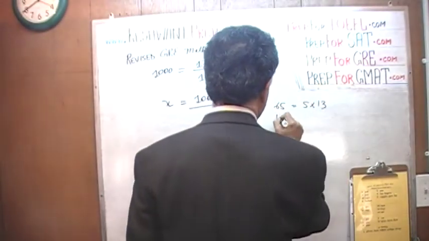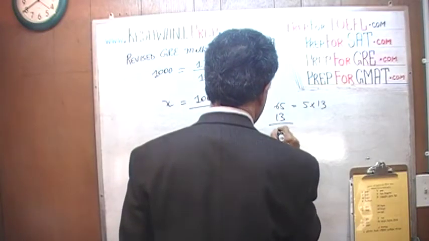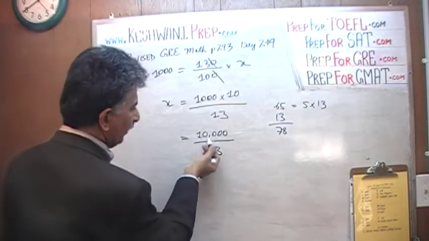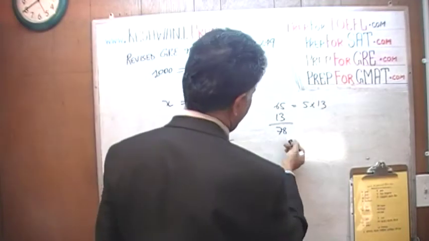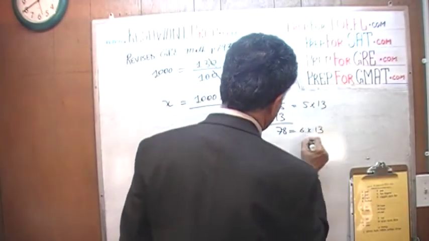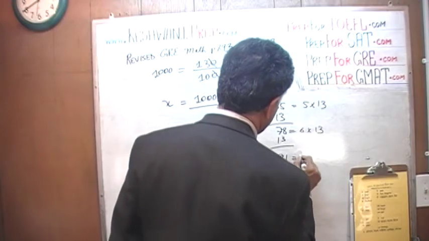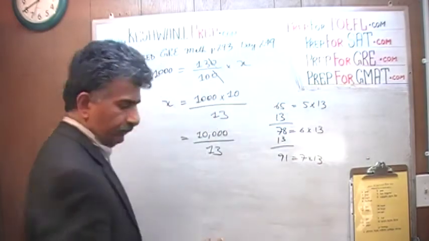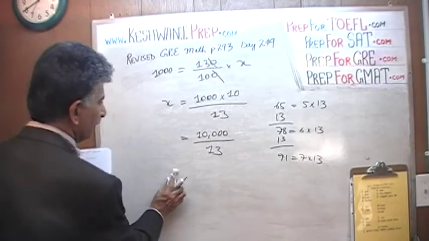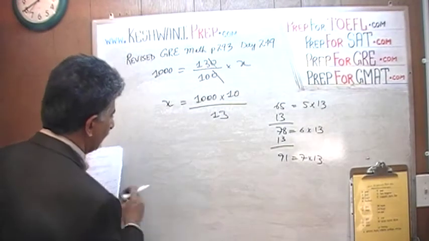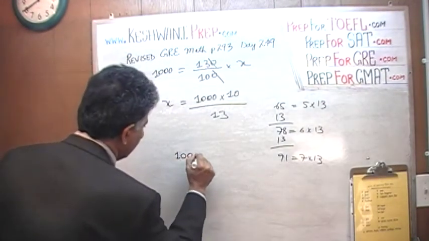5 times 13. Let's add one more 13 to it, so that gives us 78. I'm trying to get close to 100. That represents 6 times 13. Let's add one more 13, and we get 91. There we go. That's 7 times 13. So let's do it here. I'll put it a little bit lower so we have more room.